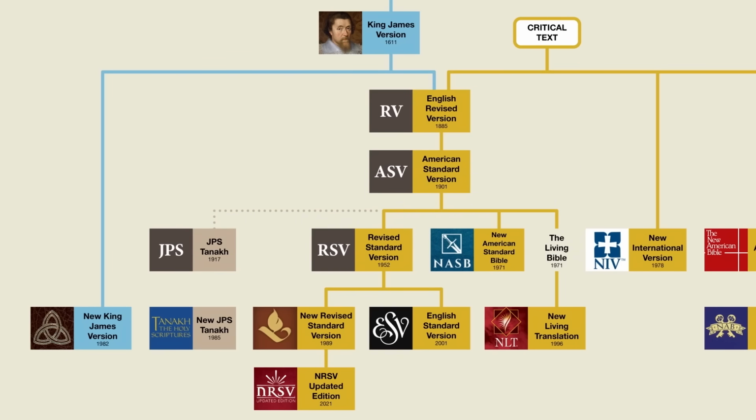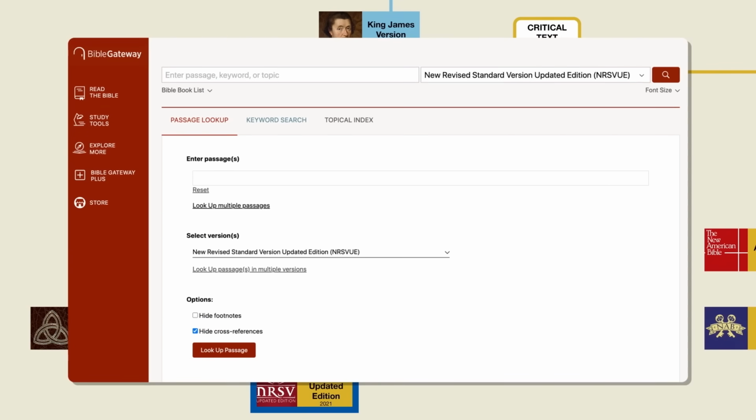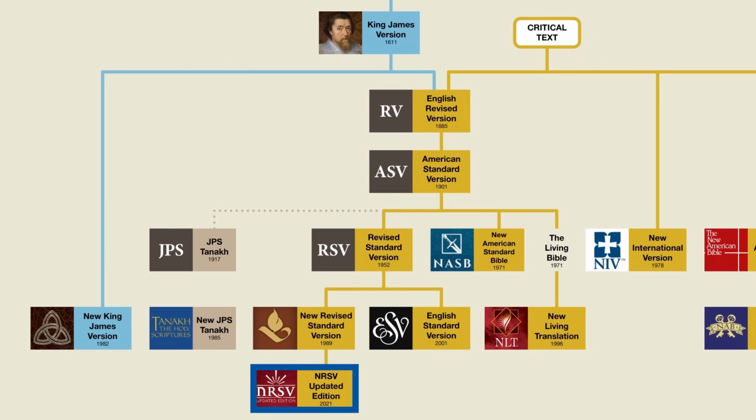Now, the NRSV was actually updated very recently. The latest version, known as the NRSV Updated Edition, was released last year in an electronic format. So, for example, if you go to BibleGateway.com, which lets you read the Bible in lots of different translations, you can already read the NRSV UE. And it's actually this coming week that the print versions are being released for the first time.